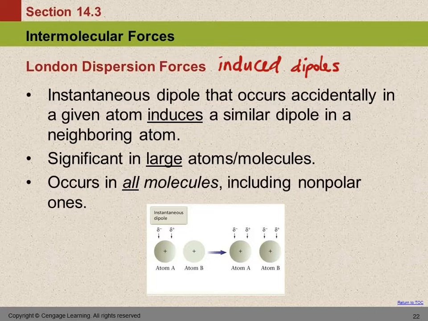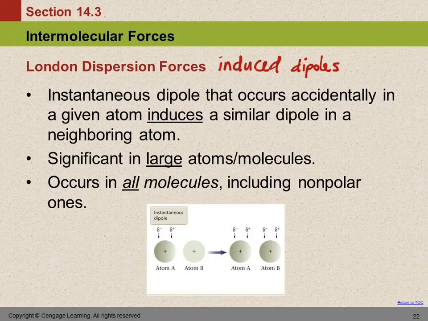With polar molecules, you have a permanent dipole. There's always a positive, negative end, and so there's always that attraction. These attractions come and go, and they're smaller than the permanent dipole forces. Does that make sense? What's kicking them back out?